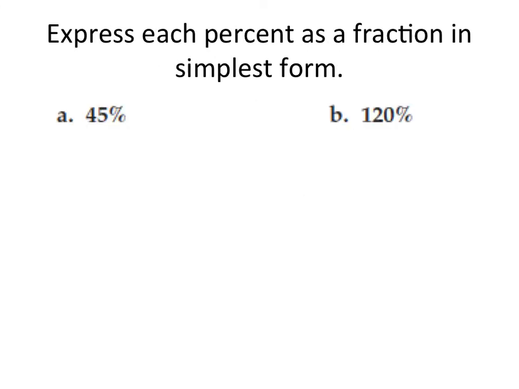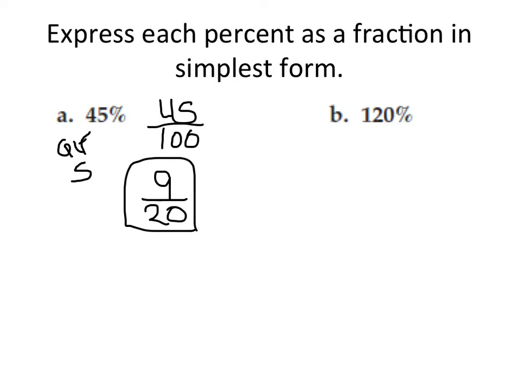First thing we want to do is express each percent as a fraction in the simplest form. So we're just going to do this. You can see that I took the 45, dropped the percent sign, and put it over 100 because that's what percents are based on. And now all I got to do is find the GCF to make sure it's in lowest terms. The GCF is 5, so I'm going to divide the top and the bottom by 5, and my fraction is 9 over 20.